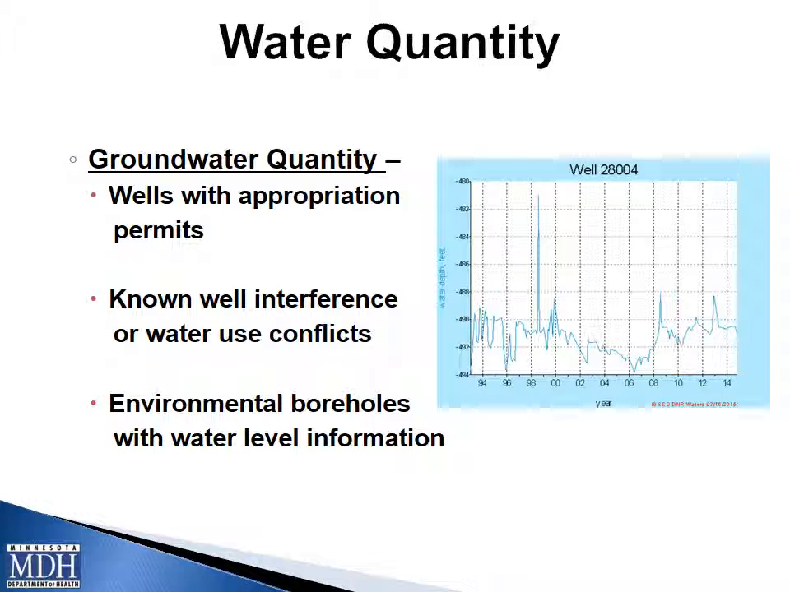This graph, or hydrograph, was generated from the data collected from one of these wells. The graph shows the fluctuations of groundwater levels over time. If it is thought that there have been well interference issues and water conflicts in the DWSMA, the DNR area hydrologist again should be contacted to discuss this.